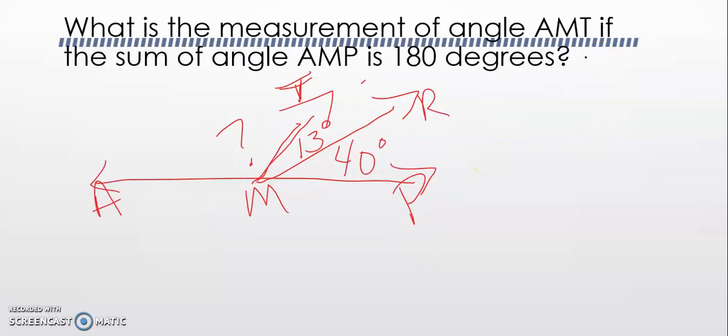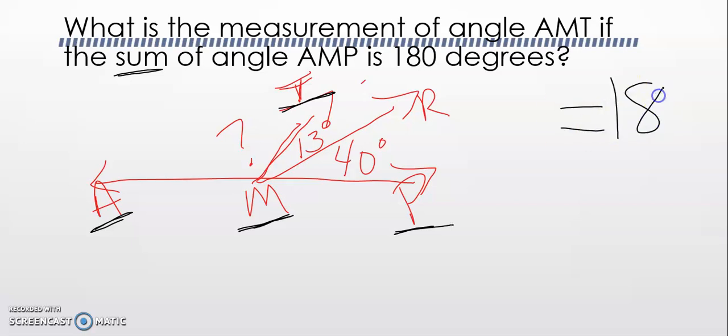Next question. What is the measurement of angle AMT, A, M, and T, if the sum of angle AMP is 180 degrees? So sum means I'm dealing with the total. And when you look at your letters A, M, and P, they fall outside of the picture. So that lets me know that's dealing with the total. So I know that this whole picture is supposed to equal 180 degrees.